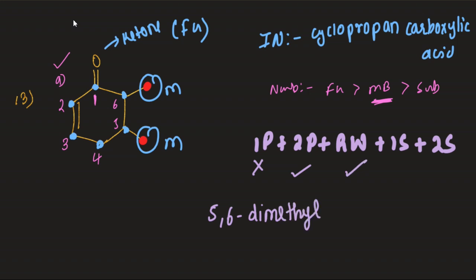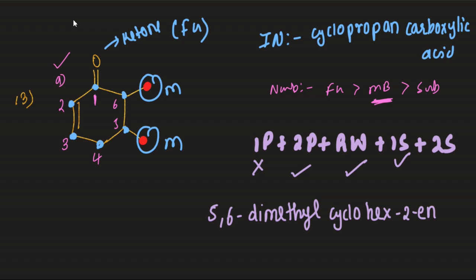Dimethyl. Next, root word. Can I say this is a cyclohex? So what will I write? Cyclohex. Okay. Primary suffix is what? Ene. Alkene is there. At which position? Second position. Hex-2-ene.